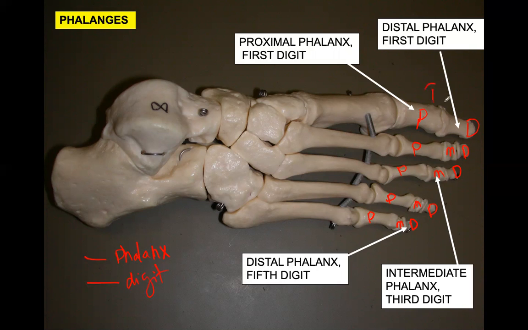So here's your digit 1, 2, 3, 4, and 5. If I ask you to identify this bone, it would be proximal phalanx, 3rd digit. If I ask you to identify this one, it would be distal phalanx, 2nd digit, etc. So that's it for our appendicular skeleton. Please pay close attention to the terminology, guys, and if you have any questions, let me know.